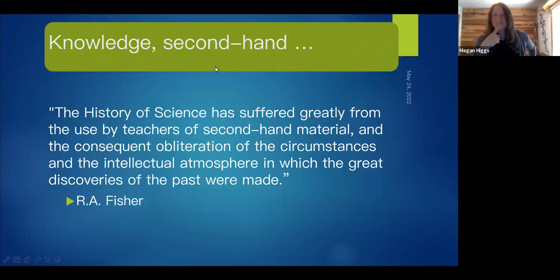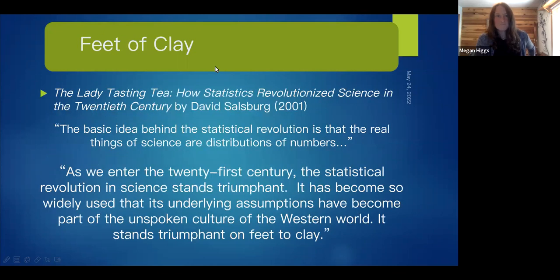Okay, and then here's a pretty famous quote now. I feel like this one's used a lot, which I think the fact that it's being used a lot is probably actually a good thing, an indication that we're kind of becoming more aware of these issues. "The history of science has suffered greatly by the use of teachers of secondhand material and the consequent obliteration of the circumstances and intellectual atmosphere in which the great discoveries of the past were made." And so, yeah, I think that this definitely applies to where we are today.